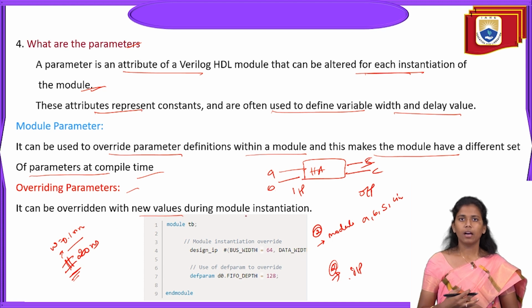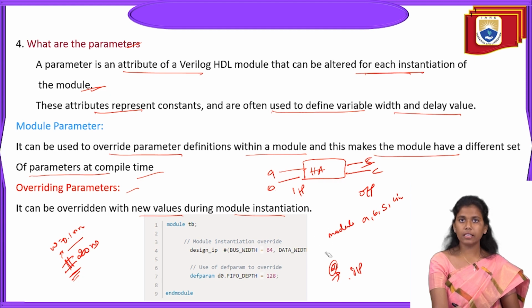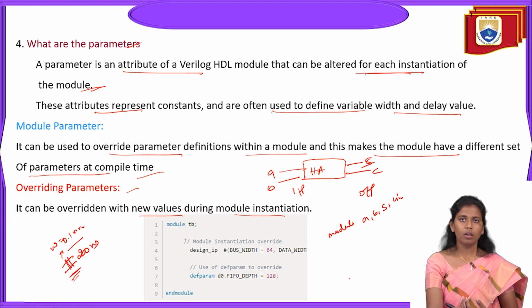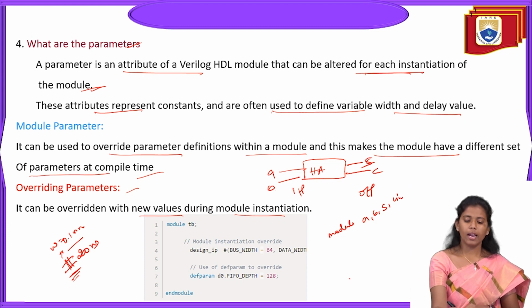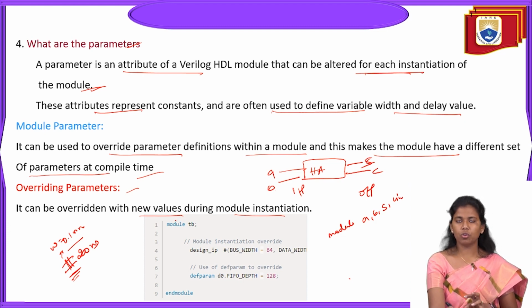So this kind of parameter can be overridden. For example, in this particular code, if you observe, module is a keyword. In order to write some code, we need the keywords. Keywords are the main essentials in order to write some particular code. So module is a keyword, and TB is nothing but the test bench of the particular module that you are considering.